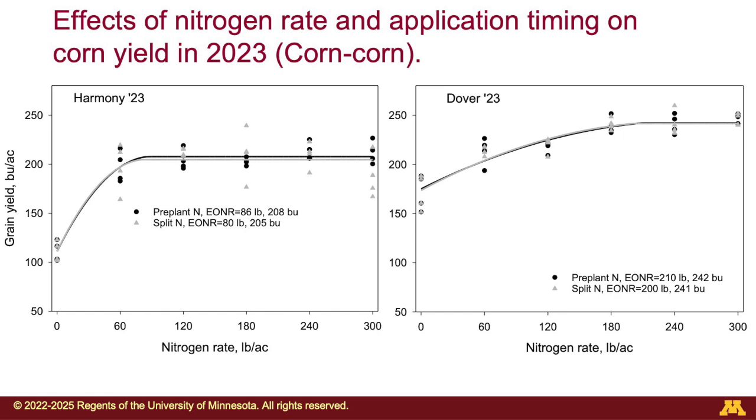Over at Dover, we needed a lot more N in 2023 when it was dry. It actually took almost 200 to 210 pounds to produce 242 bushels. But what was interesting, when we looked at the residual soil nitrate from that site, is we had a lot of nitrate in the top foot or two of the soil that the plant couldn't use. It was so dry at that site, the plant was taking up water way below that nitrate that was in the top 2 feet.